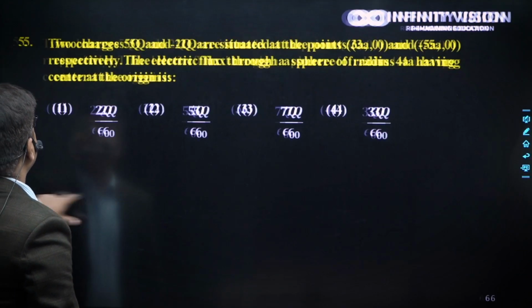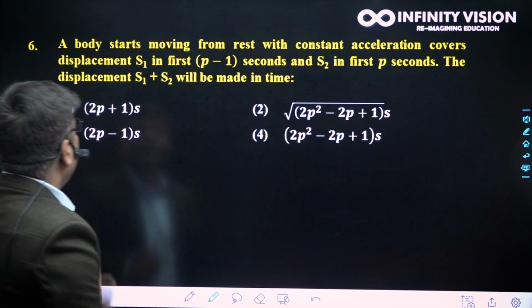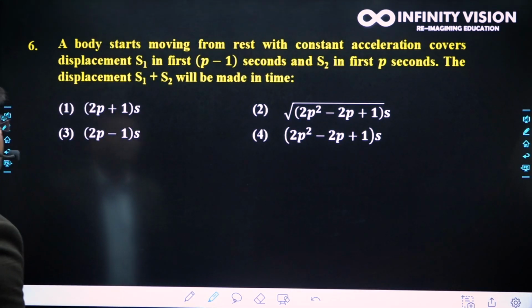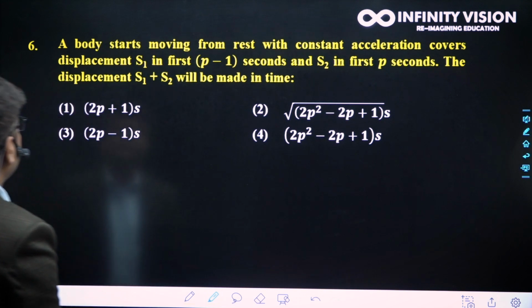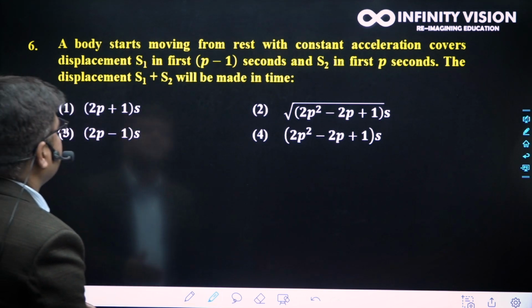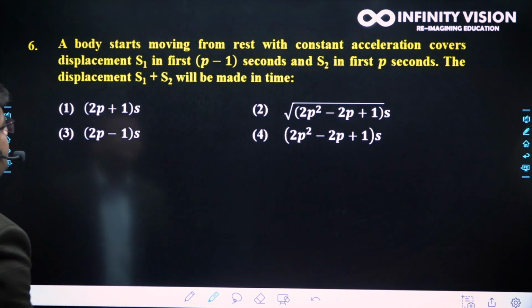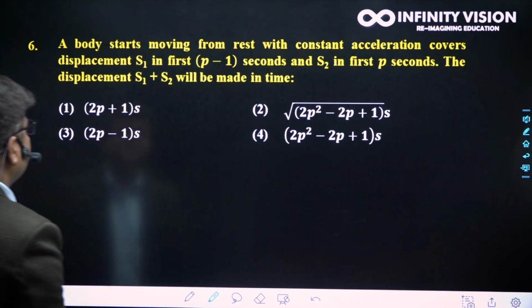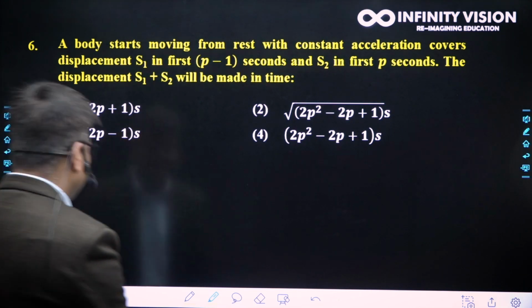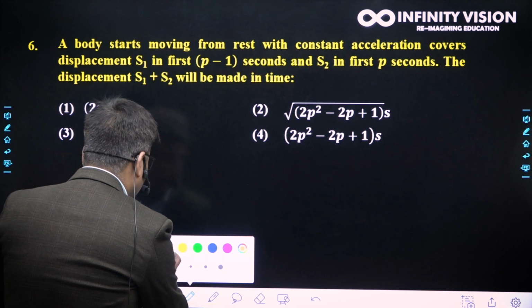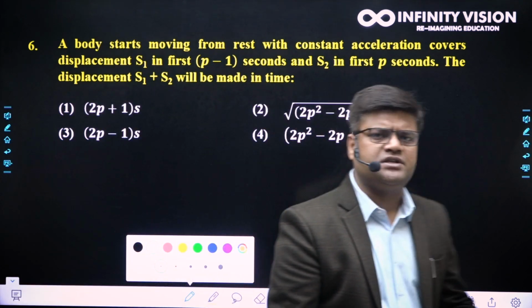Coming to the next question, question number 6. In this question, a body starts moving from rest with constant acceleration, covers displacement s1 in the first p minus 1 seconds and s2 in the first p seconds. The displacement s1 plus s2 will be made in time. This question is based on kinematics, linear one-dimension motion.